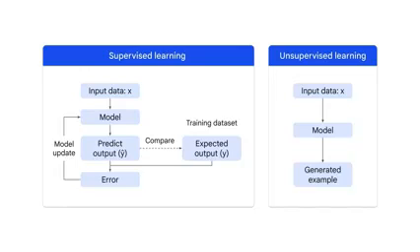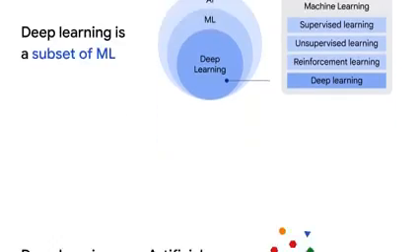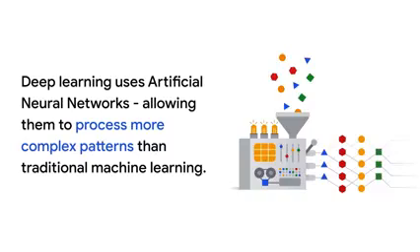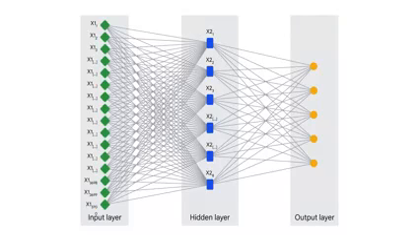So, let's check in. So far, we've explored the differences between artificial intelligence and machine learning and supervised and unsupervised learning. That's a good start. But what's next? Let's briefly explore where deep learning fits as a subset of ML methods, and then, I promise, we'll start talking about Gen AI. While machine learning is a broad field that encompasses many different techniques, deep learning is a type of machine learning that uses artificial neural networks, allowing them to process more complex patterns than machine learning. Artificial neural networks are inspired by the human brain.